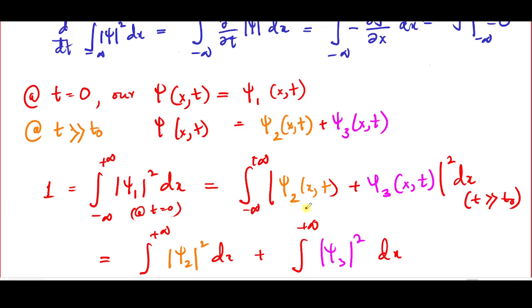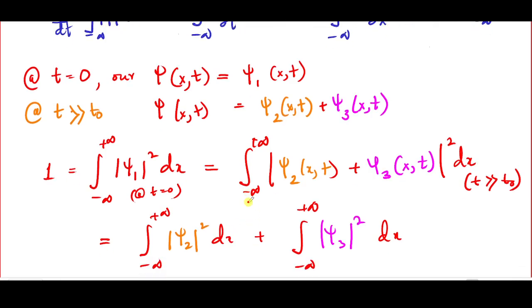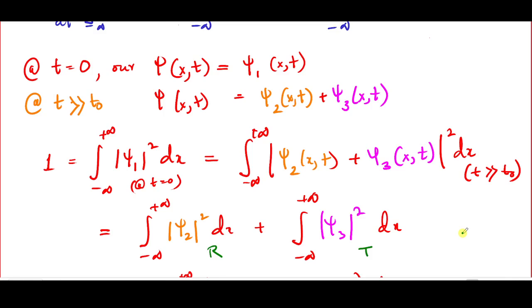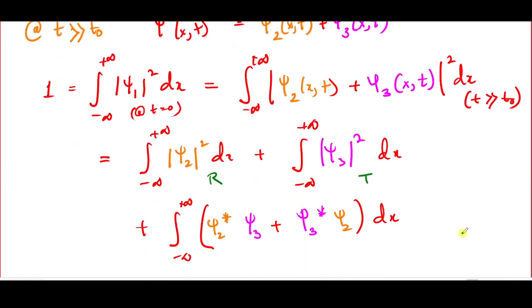Now, if you look at this integral, the integral of |psi2 + psi3|², you should get the integral of |psi2|² dx from minus infinity to plus infinity, plus the integral of |psi3|² dx from minus infinity to plus infinity. The first of these terms is actually what we know as R, and the second one is T. However, there should be, in addition to this, a cross term: the integral over all space of psi2* psi3 plus psi3* psi2, from minus infinity to plus infinity.